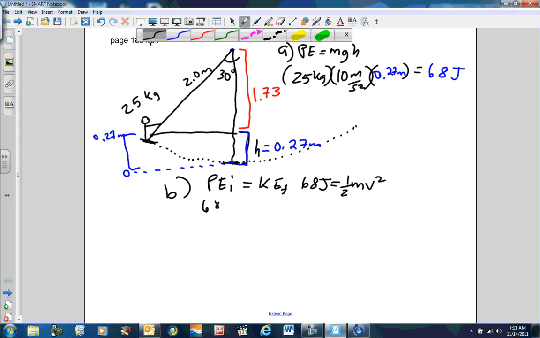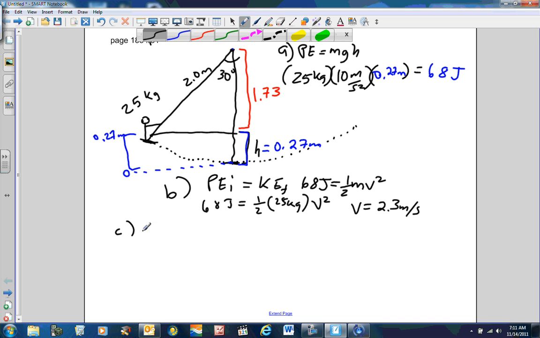So basically, 68 joules, that's potential energy initial, has to equal the kinetic, which is 1/2 mv squared. So 68 joules will equal 1/2 times 25 kilograms times v squared. So v, if we solve this, put in your calculator 2 times 68 divided by 25, take the square root, and you're going to get 2.3 meters per second.